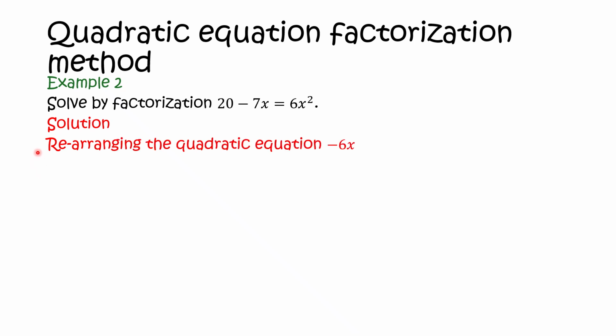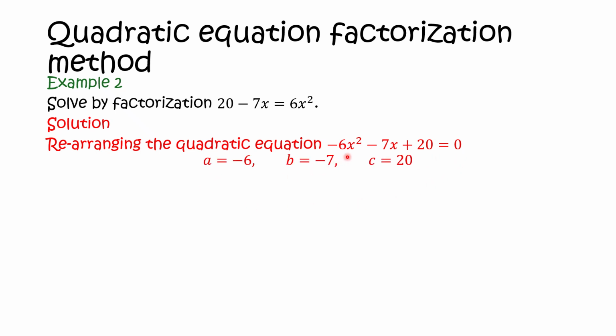Example 2. Solve by factorization 20 minus 7x equals 6x squared. The solution. Rearranging the quadratic equation, we get minus 6x squared minus 7x plus 20 equals 0.